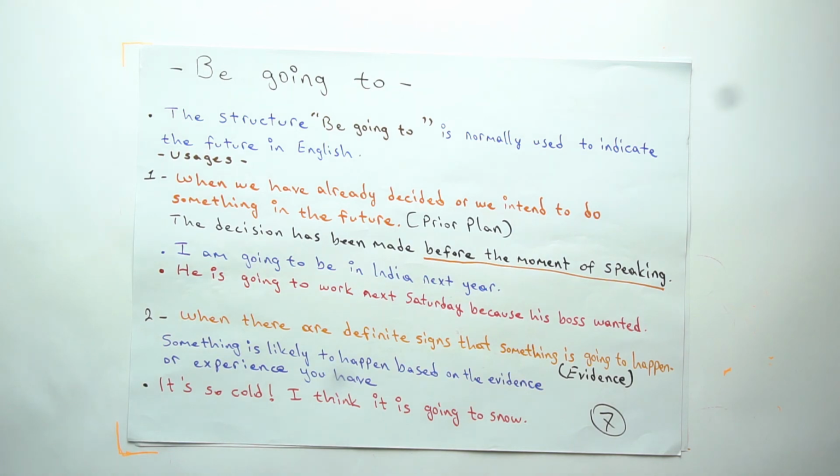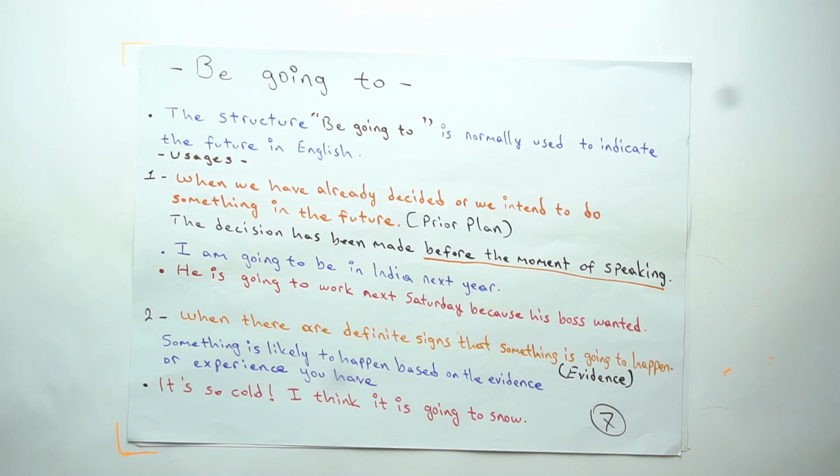As an example, let's see the examples. I am going to be in India next year. It's a kind of planned or programmed action, everybody. And the other one is he's going to work next Saturday because his boss wants so.